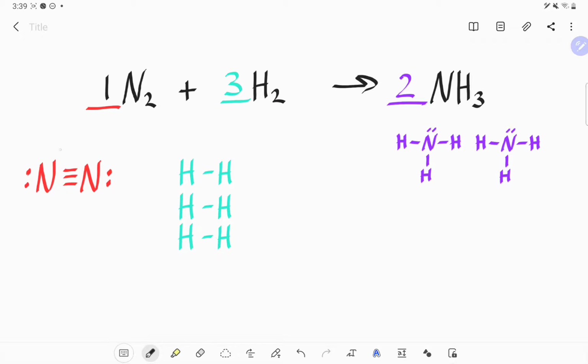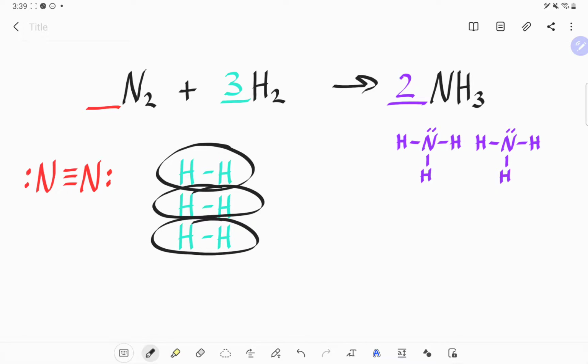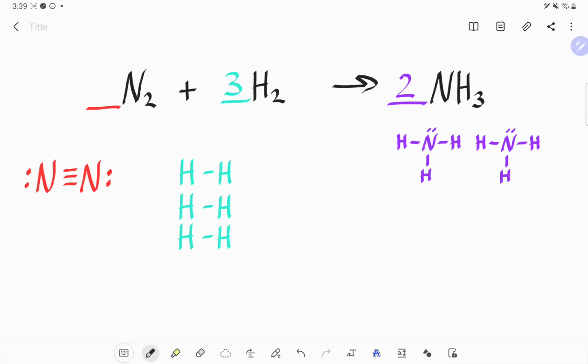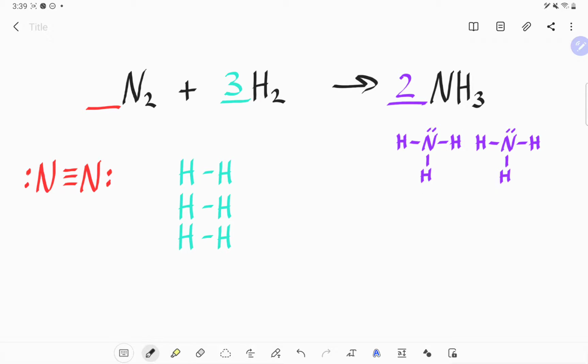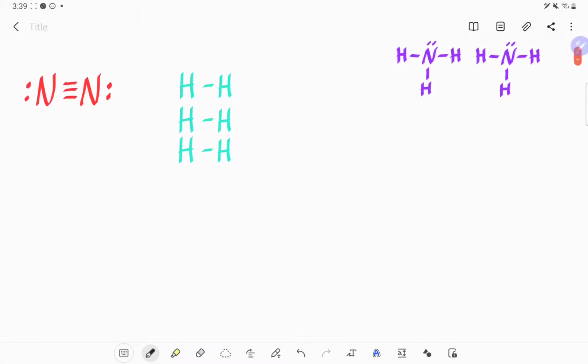So 1 and 2 because I have 1 N2 molecule. Or 3 H2s because I have 3 H2 molecules. Or 2 NH3s because I have 2 NH3 molecules. So that is one completely correct interpretation of what these coefficients represent. It could be the number of molecules of each of the compounds given. The number of each individual molecule.